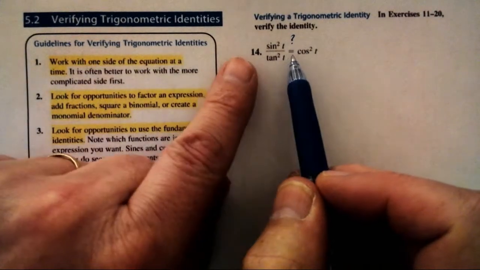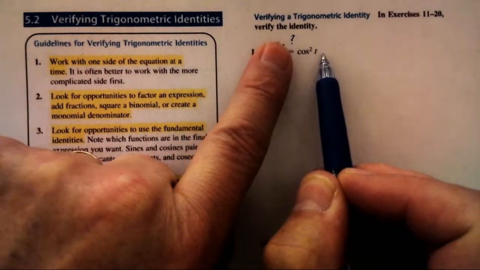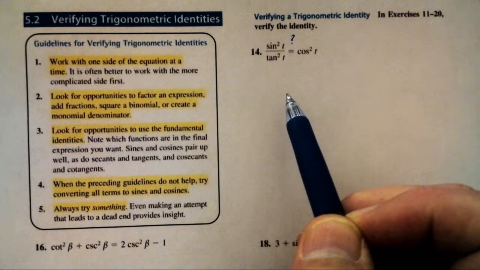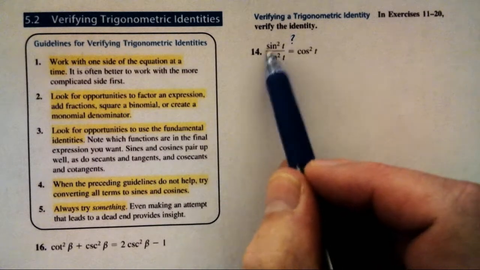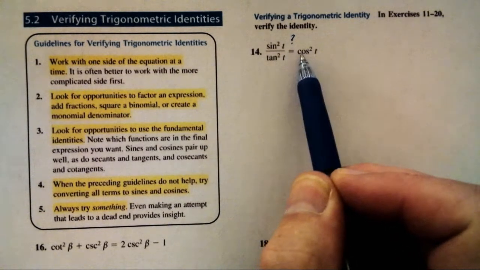I just say if the left side's an island, the right side's an island, nobody gets to leave this island. I can't subtract cosine squared on both sides. I can only work to simplify this or complicate that, but nothing crosses.